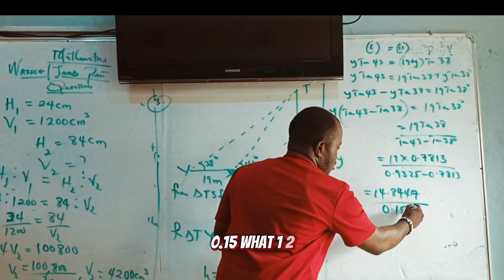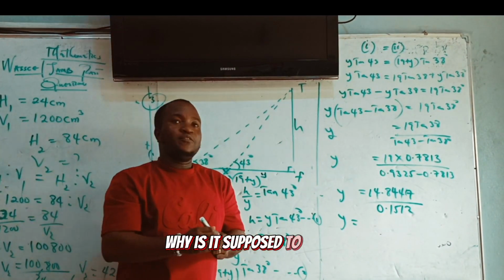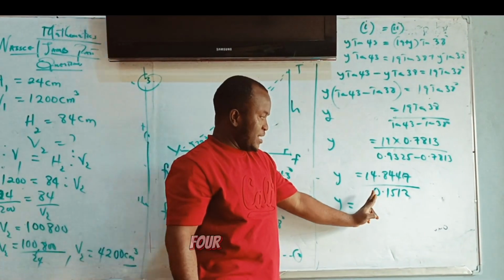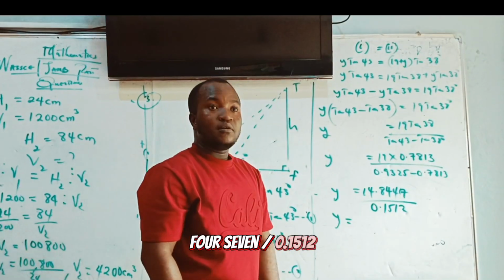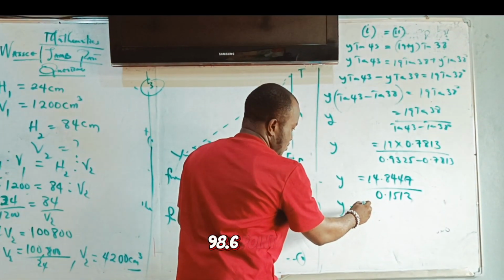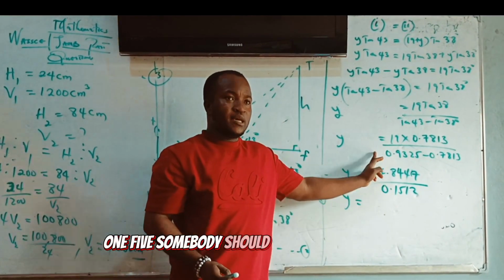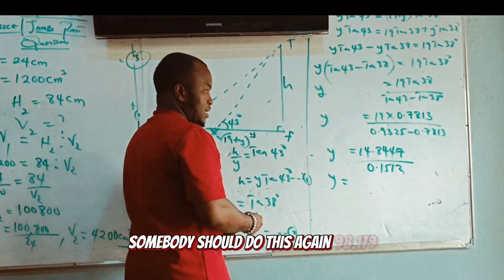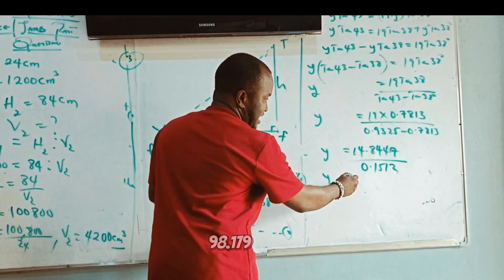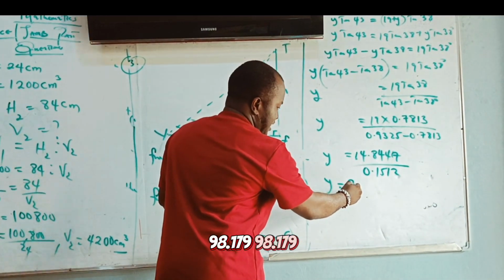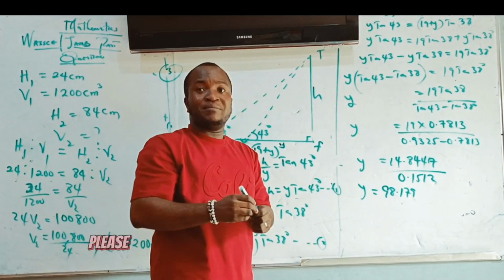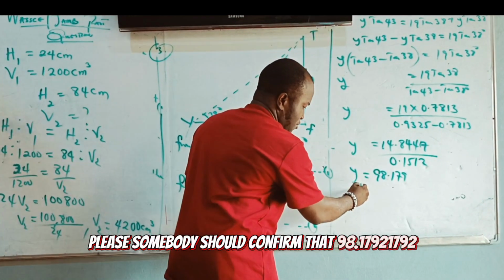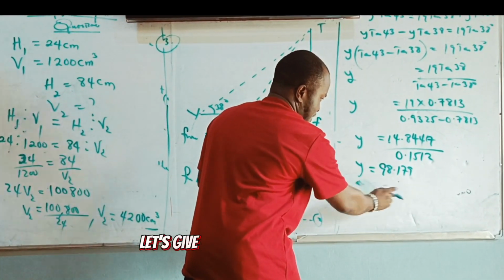So y is equal to 14.8447 divided by 0.1512. Somebody should do this again, numerator divided by denominator. 98.179. You sure? Please, somebody should confirm that. 98.179. So let's leave it as 3 decimal places.